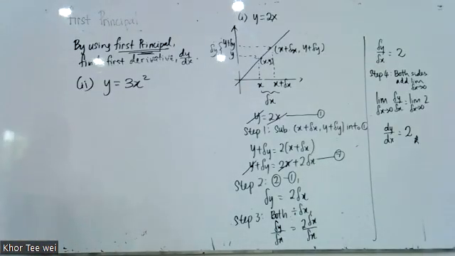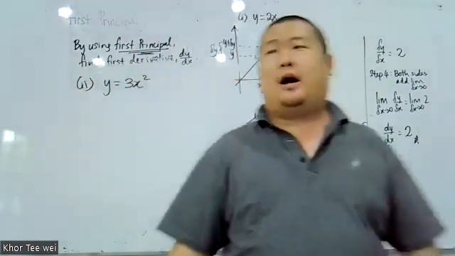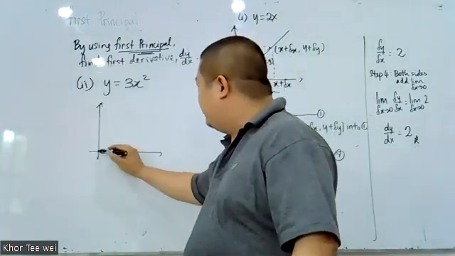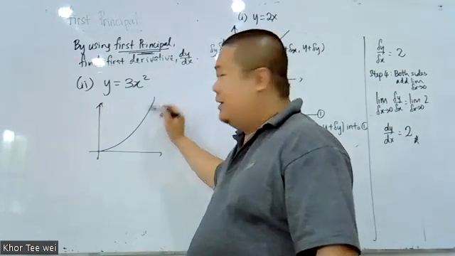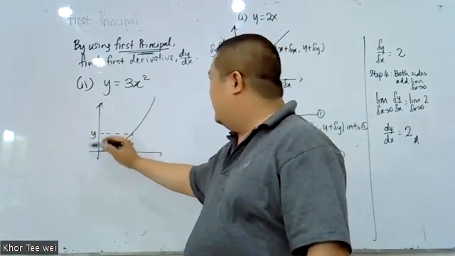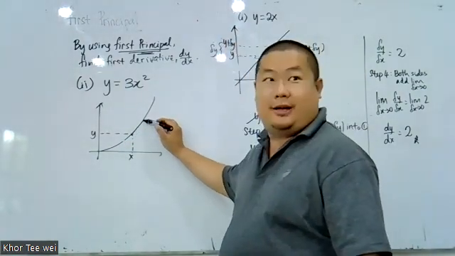Okay, let's say I give you y equal to 3x squared. I want to use the first principle. So how do I want to do it? You know that 3x squared is a kind of curve like this. This one is x, this one is y. If I want to find the gradient, I must have a straight line.